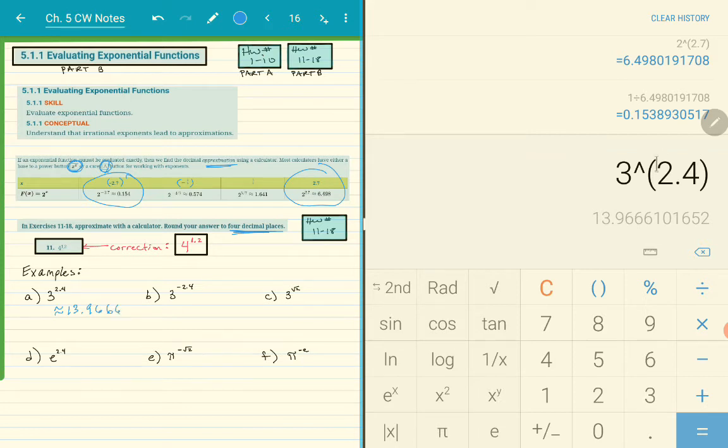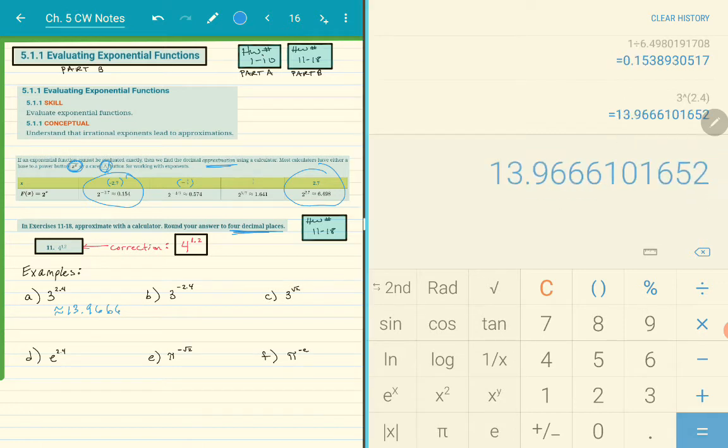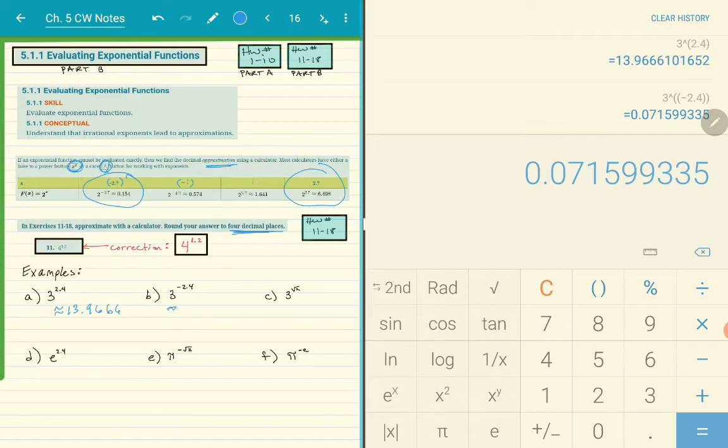And then to change that to a negative, I'll hit enter, 3 to the power of, and I want a negative 2.4. And I get, rounding to 4 decimal places, that's 1, 2, 3, 4. So the fifth digit is a 9, so I'm going to round up. And I get approximately 0.0716.